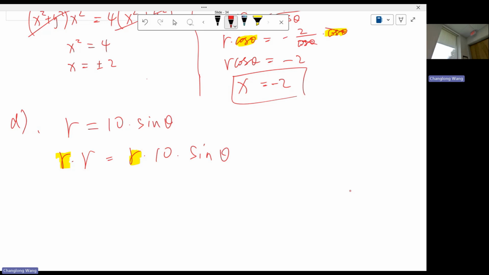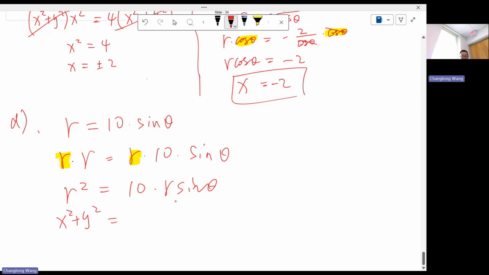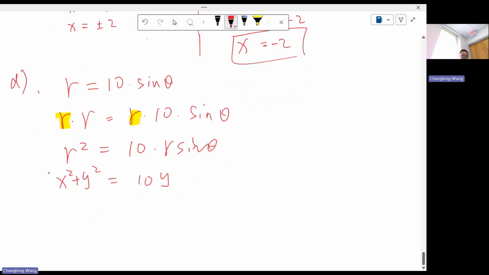Do you see? We did two things at the same time, right? Just by multiplying r on both sides. Do you guys see that r squared? How nice it is, since you can easily turn that into x squared plus y squared. Not to mention, you got what you want because r sine theta is going to turn into y, right? So r squared equals 10 times r sine theta, and therefore this is x squared plus y squared, right? And this is 10 times y. Let's put it 10y. And technically speaking, you are done.